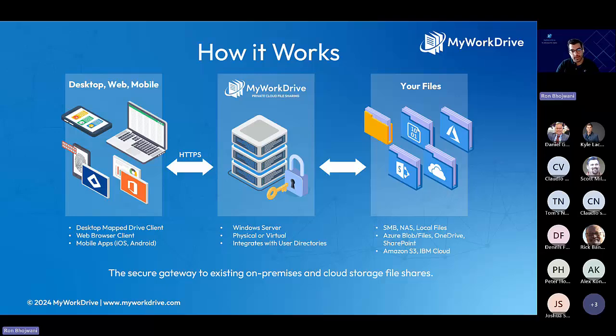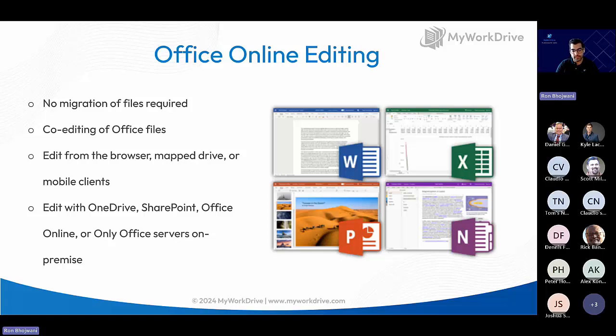Now, part of the benefits that come with using MyWorkDrive is Office Online collaboration across all files, regardless of where they're stored. Typically, Office Online collaboration is reserved for files that are stored on OneDrive or SharePoint, some sort of Microsoft cloud storage. Or, of course, if you're using another provider like OnlyOffice, one would expect those files to be on OnlyOffice servers. But through the use of the MyWorkDrive server software, you're able to extend that Office Online collaboration across all of your files, even if they are stored locally.